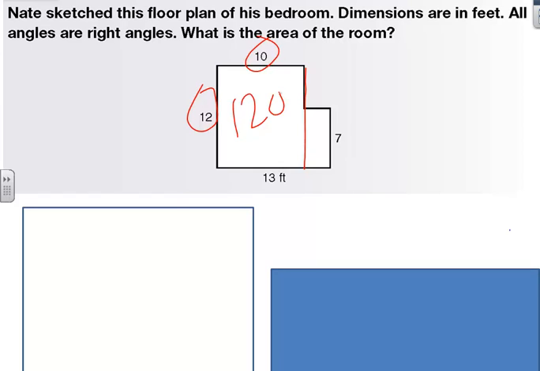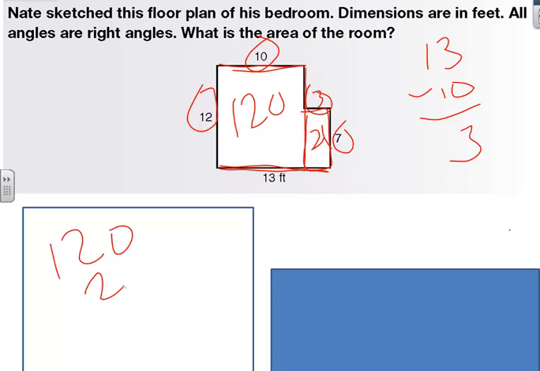Now I just need to find the area for this little teeny section over here. I've got the 7, but what's the width up here? What's my base going to be? Well, if I've got 13 down here and 10 up here, if I subtract those two, that leaves me the missing part, which is 3. So now I can figure the area of my little rectangle over here. 7 times 3 is 21. So I just add those two together, and I come up with 141 feet squared.